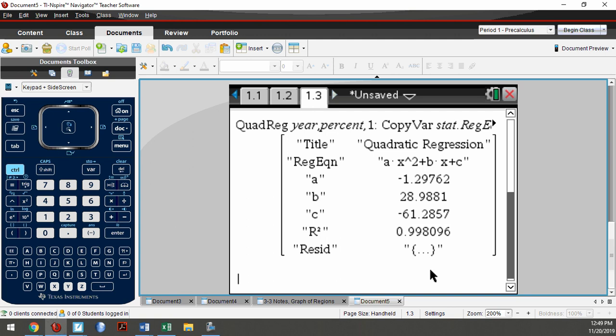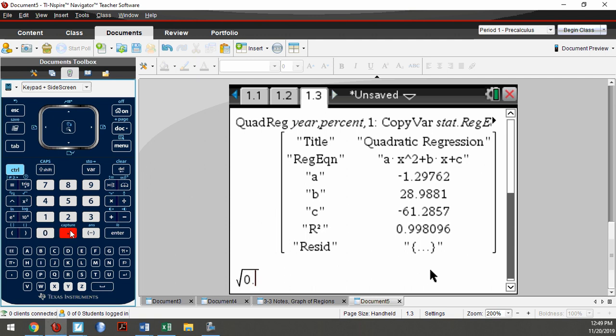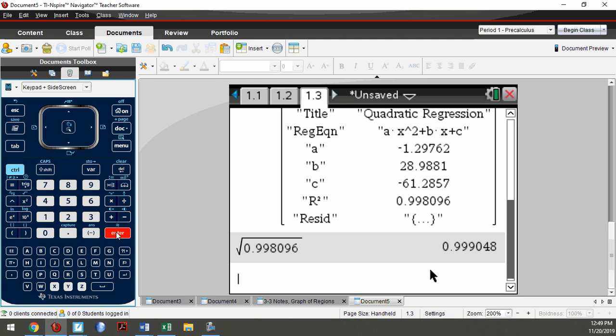Now, my R value is not given here. What they give me instead is an R squared value. So you actually have to calculate your R value. I want you to hit the Control X squared key, 0.998096, and hit Enter. And that tells you that your R value is 0.9990, because that's a 4, and that is not going to be rounded up. Do we all understand that? Do we all get that? Okay? Now, according to R values, which model is better?